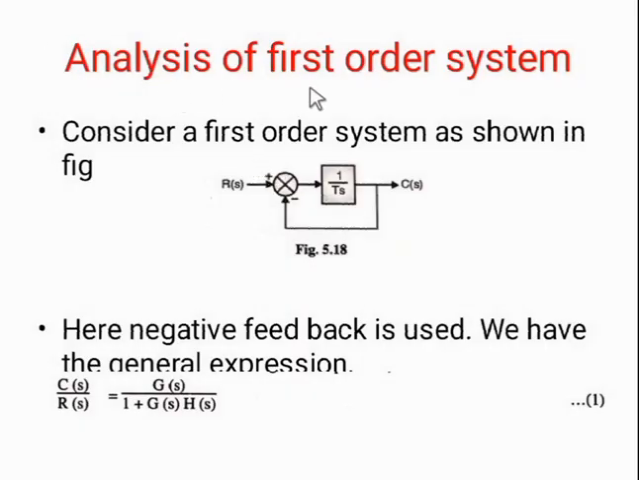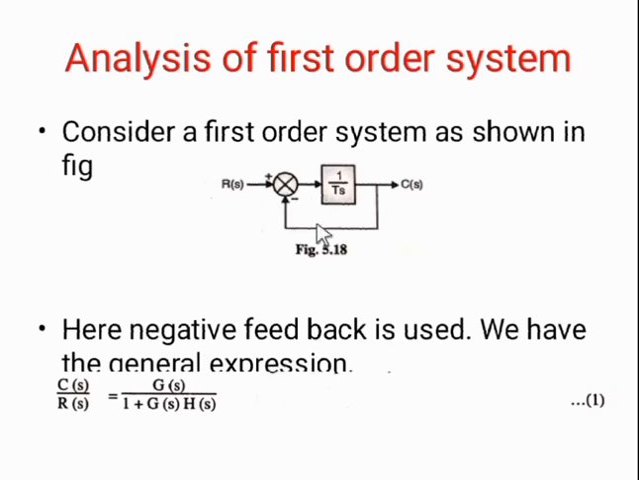Now the analysis of first order systems. First order system means the power of S in the denominator is equal to 1. So here only the power of S is 1, so this system is known as a first order system. Consider the first order system as shown in the figure, which has the input R(s) and the output C(s), and unity feedback is given. Feedback is given to the negative sign of the comparator, so it is known as negative feedback.